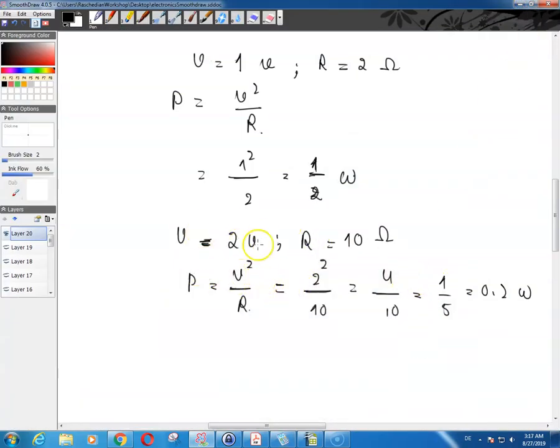P is equal to V squared over R, which is equal to 2 squared, which is equal to 4. 4 divided by 10 is equal to 2/5. I'm sorry, this is 2/5. Now 1/5 is 0.2, so that is 0.4 watts. Okay.